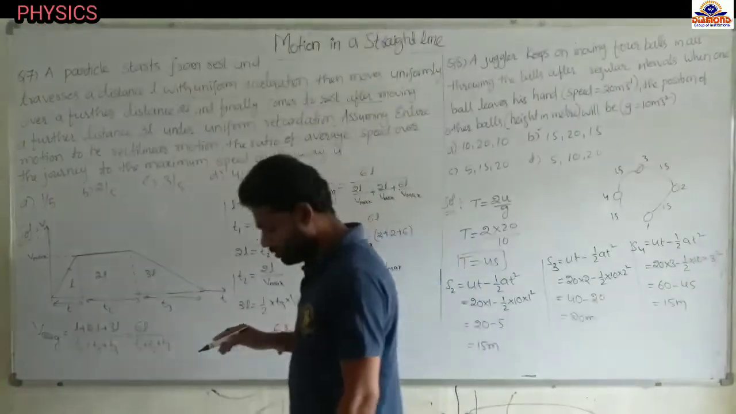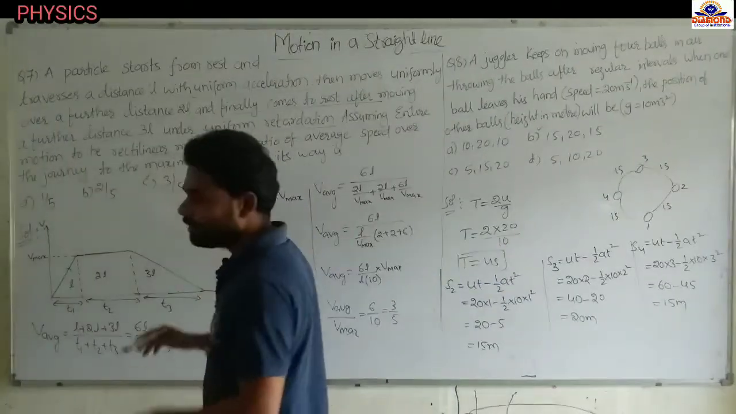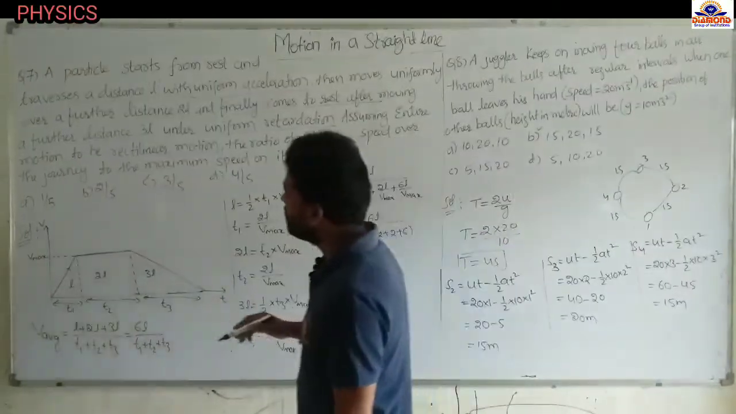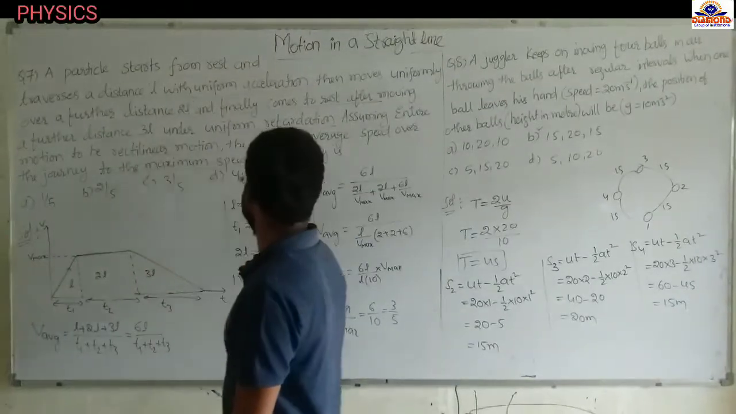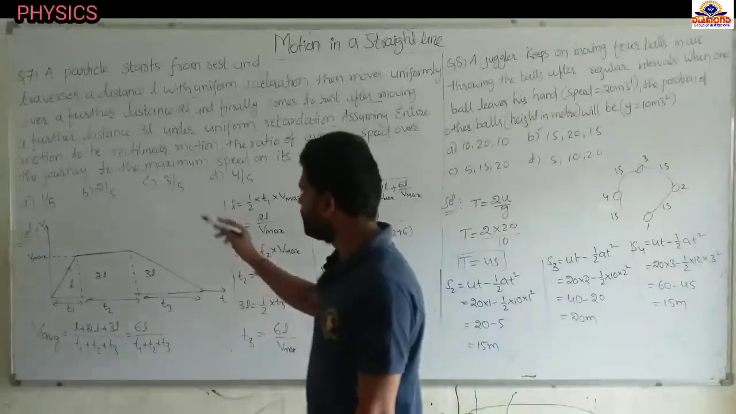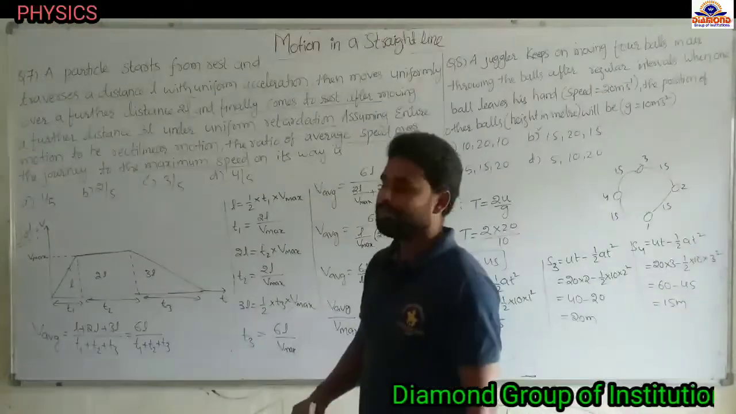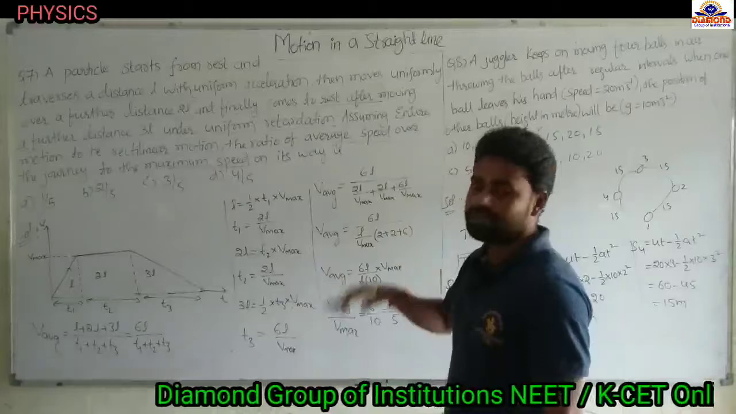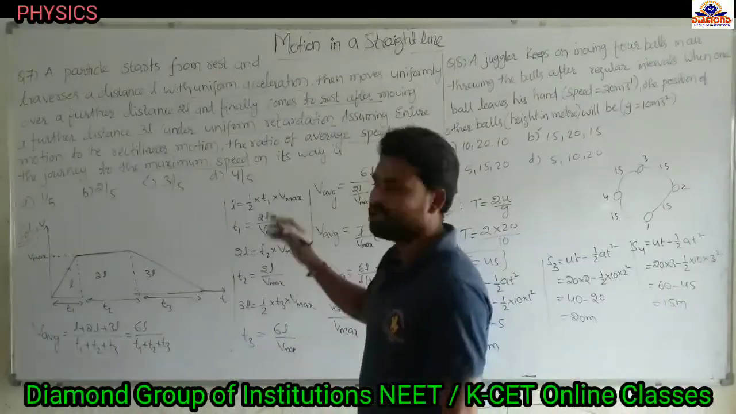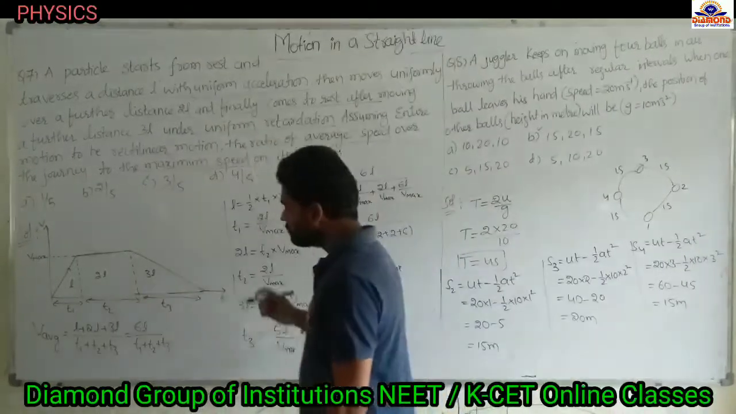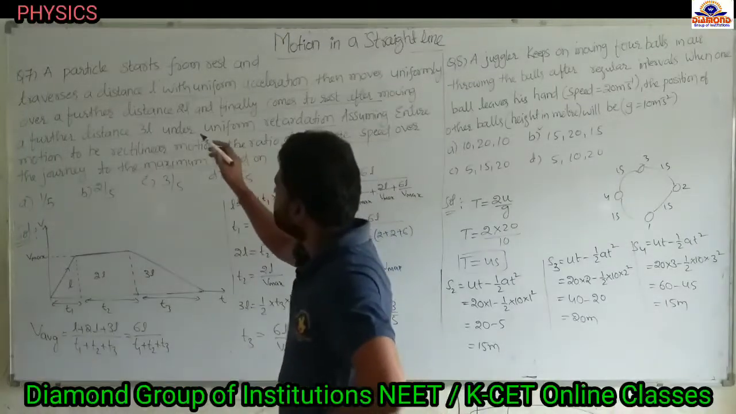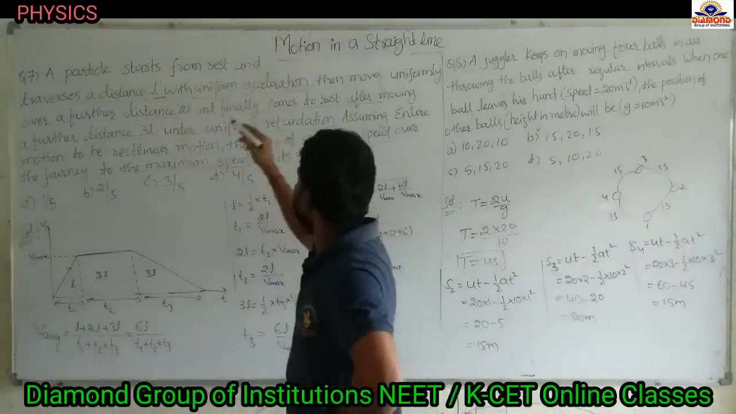Assuming the entire motion to be rectilinear, only a straight line path, the ratio of the average speed over the journey to the maximum speed on its way is asked. So we have to find the ratio of average speed to the maximum speed over this whole journey. We previously discussed one question of this type. If they give data like this, we have to draw the graph, then we will get it very easily. So now I am drawing the graph between velocity and time. First it covers the L distance with uniform acceleration.